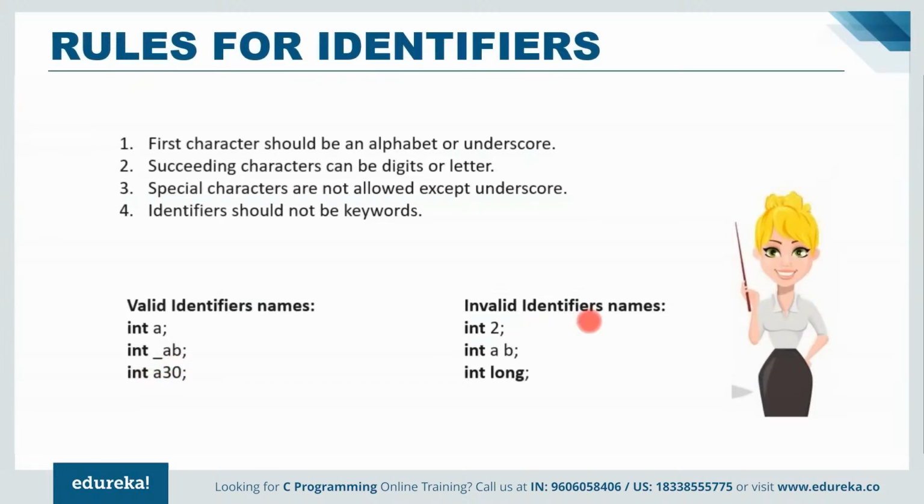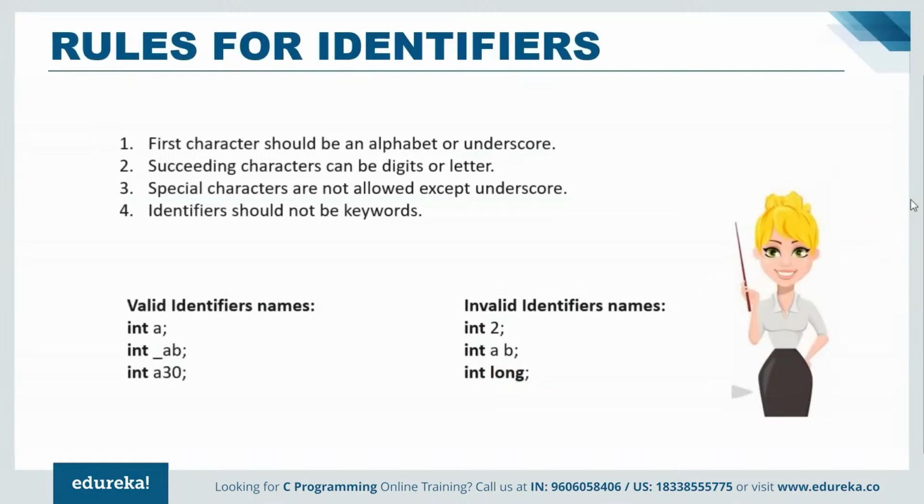The invalid types of identifiers are: you cannot specify a number at the starting position of an identifier. Followed by that, you also cannot include a space in between the name of an identifier. If you want to include a space, then you can use underscore. Followed by that, you cannot specify a keyword as your identifier. Here, long is a keyword which happens to be a data type.